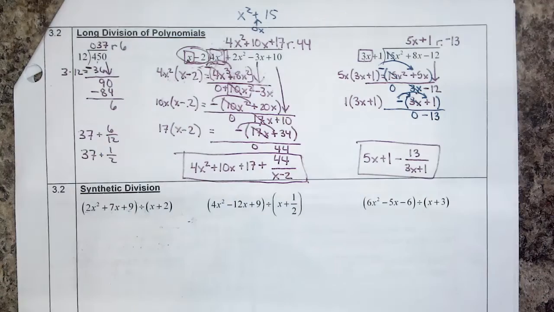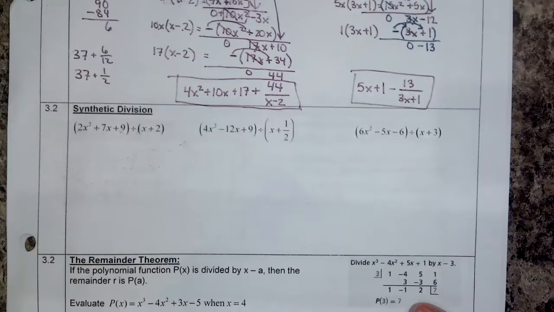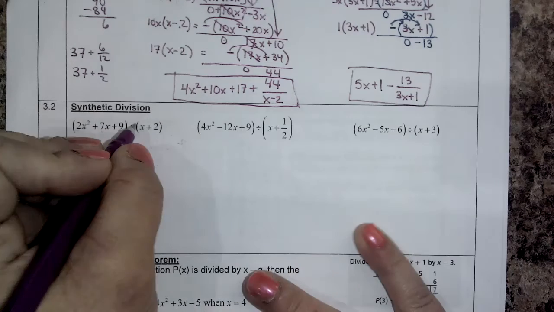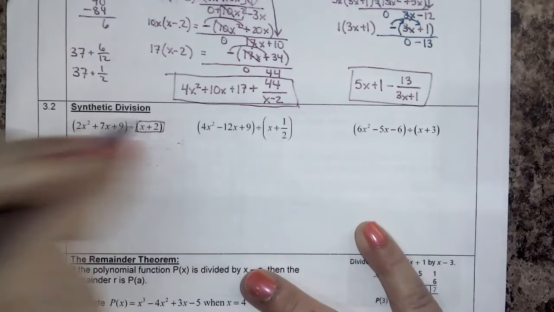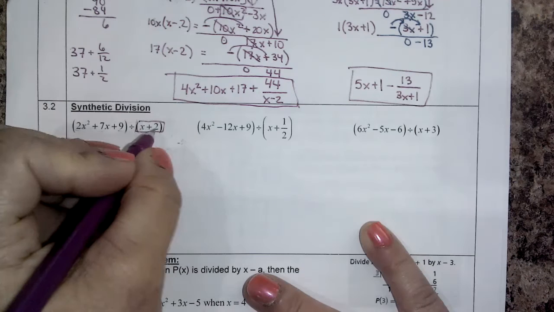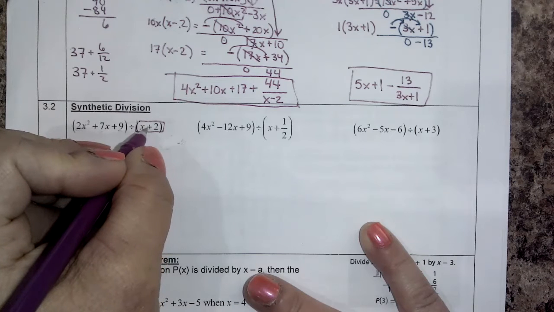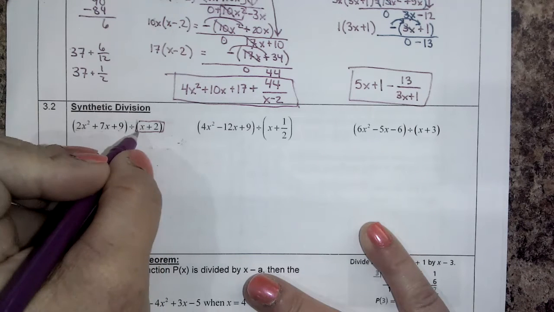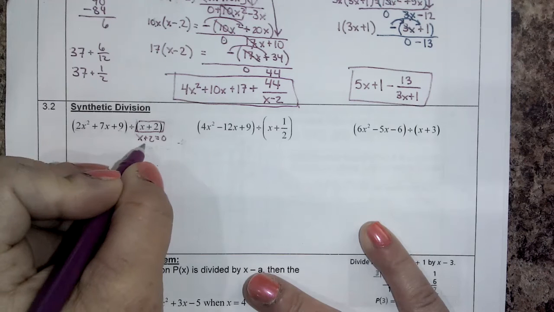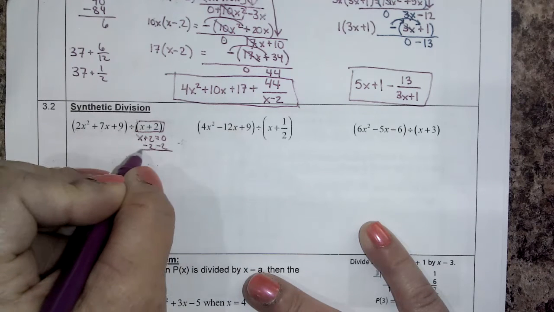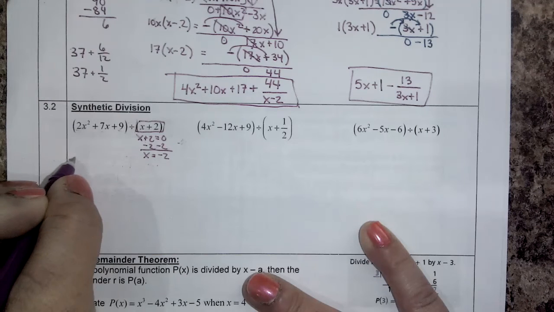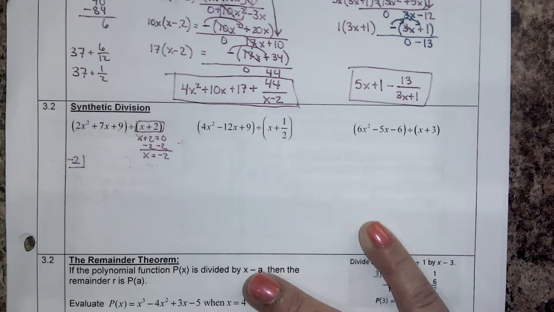Okay, so let's look at synthetic division. Synthetic division is very similar to long division. Okay, but the first thing we're going to look at here is this binomial that we're dividing by. Okay, we don't divide by a binomial in synthetic division, we divide by an x value. So we need to solve for x. So x plus 2 equals 0. So we're going to subtract 2 from both sides and we get x equals -2. So that is the number we are going to divide by.